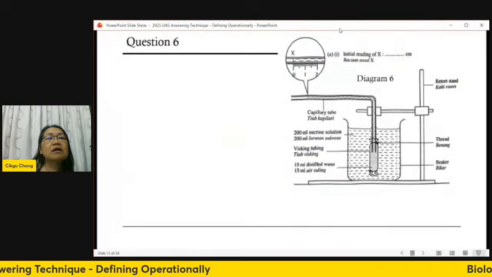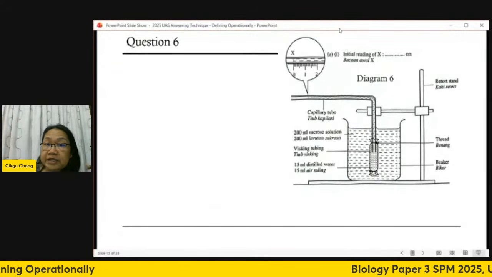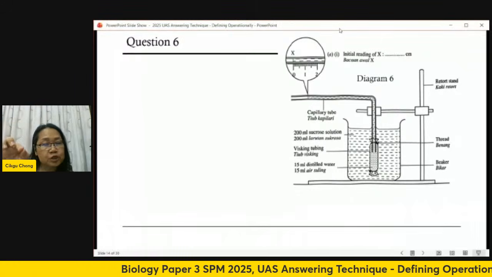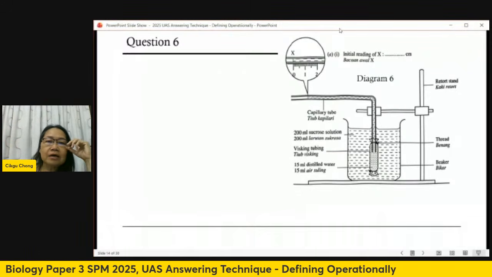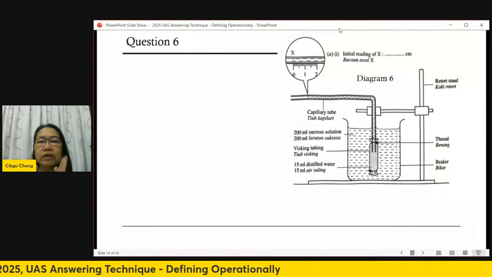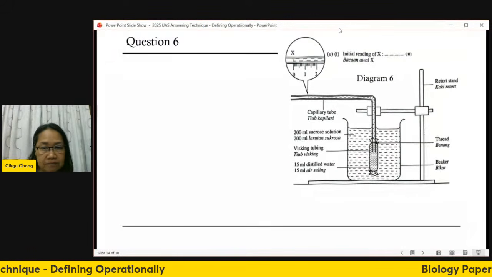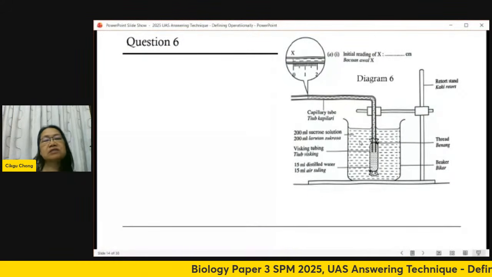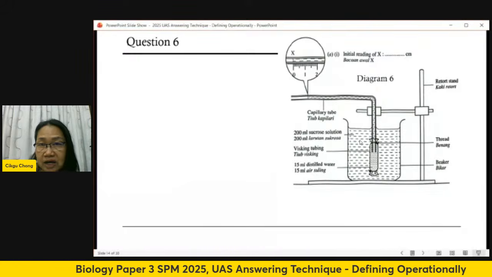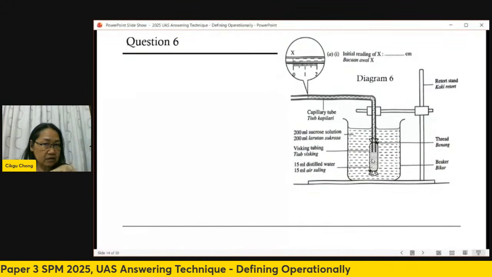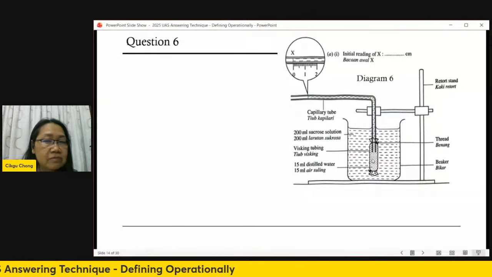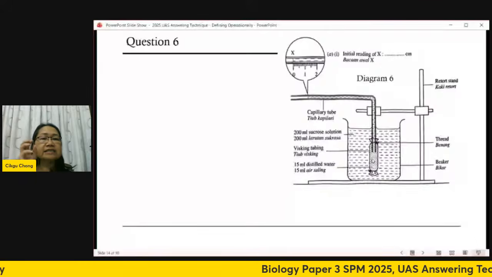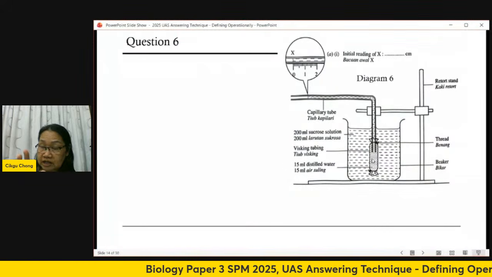Right, next one. Question 6. Now you have your visking tubing here. This is not so simple because you have the capillary tube connected into the visking tubing. Your visking tubing is filled with distilled water. Outside is sucrose solution. That means outside is hypertonic, compared to the inside of your visking tubing, which is hypotonic. And you know this is osmosis happening.